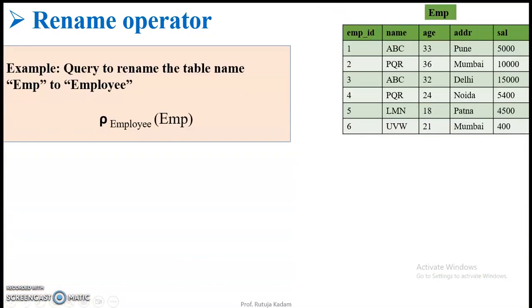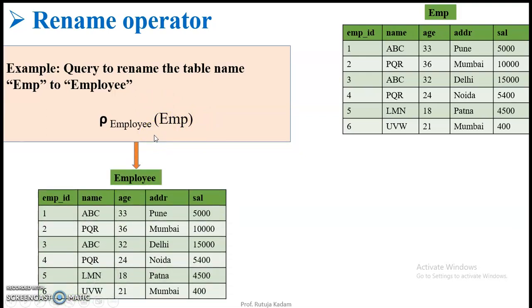Then if I want to rename the table name from EMP to employee, how will I write it? Rho, the new table name and the older table name, which is passed as an expression, which is EMP. So now my output will be the new table name, which is employee, and the remaining column names will be the same as that of EMP. So I hope everyone has understood this rename operator in relational algebra.